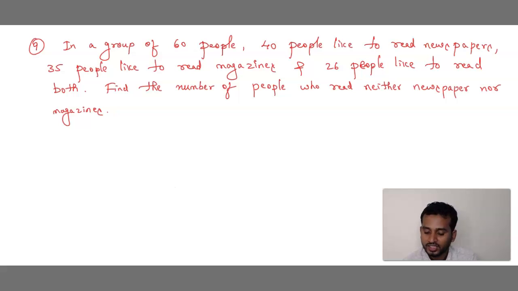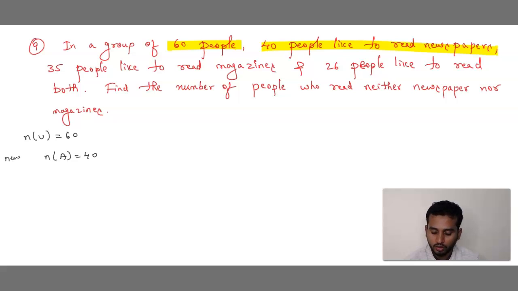In a group of 60 people, totally how many people we have? 60. So that is n of U. Total is n of U. That is 60 people. Whatever they give in the first, consider that as n of A. Second, whatever they give, consider that as n of B. 40 people like to read newspapers, correct? How many people like to read newspapers? 40. That is nothing but we can say n of A equals 40.